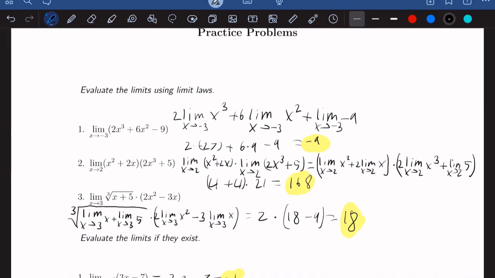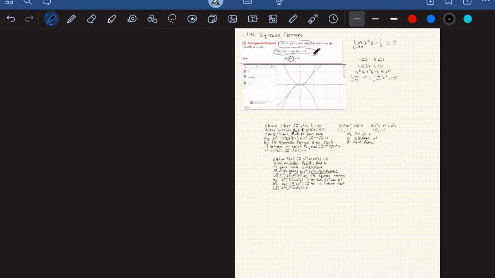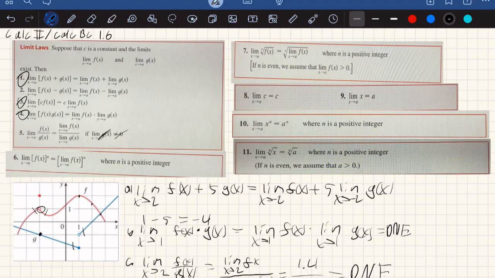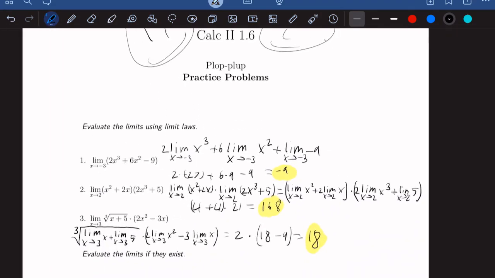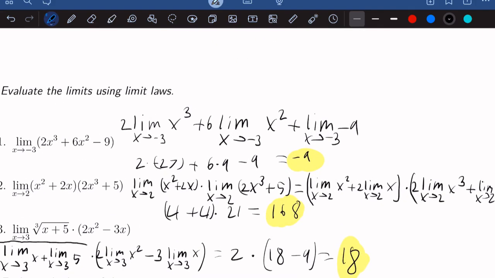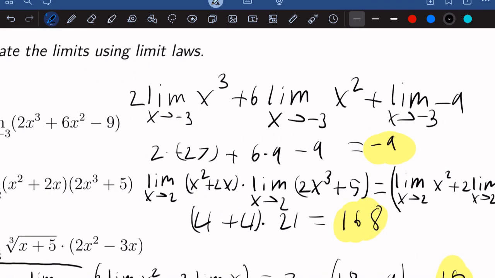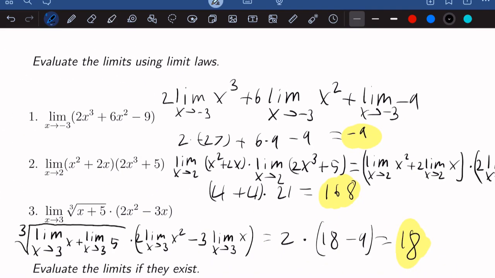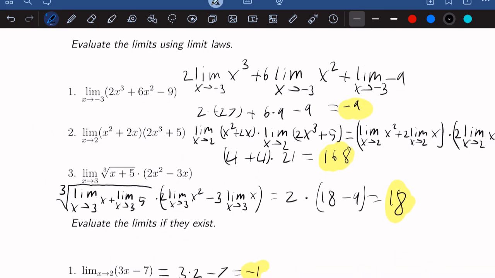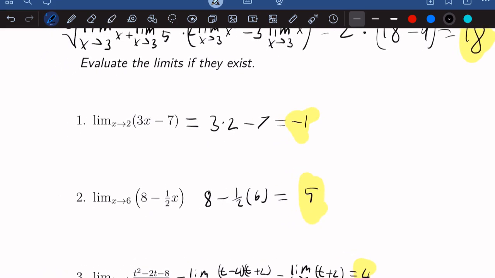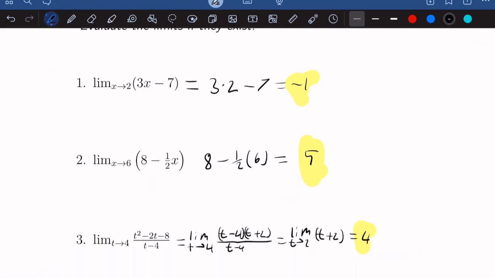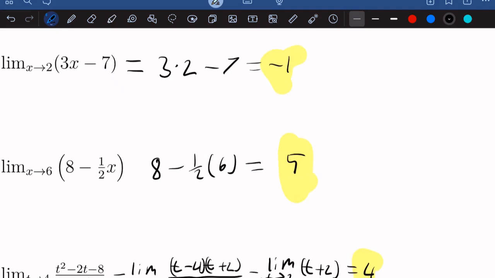Okay, so for the first ones we use limit laws, and just as a reminder, it's these ones. I don't think you would get confused on these. You just split each term up, factor out constants, and then substitute the x value you're approaching. For these ones, these are direct substitutions, so you just plug in the number.